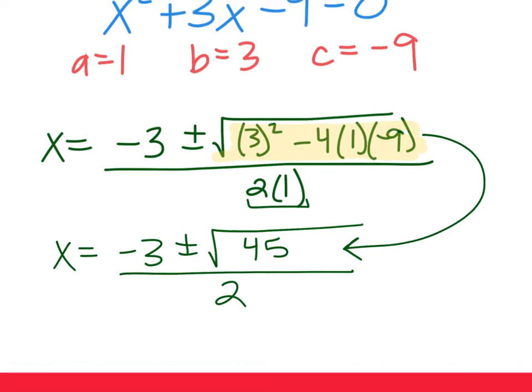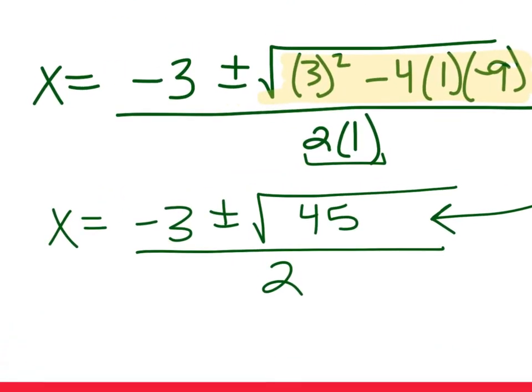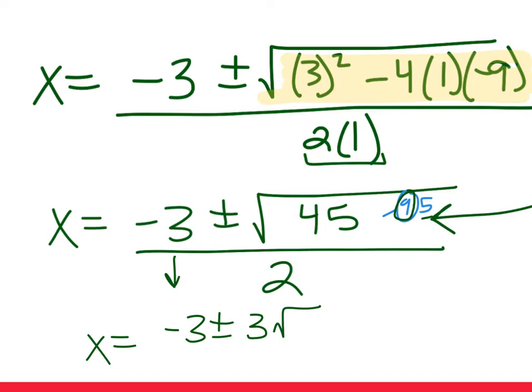Now here, we can't take negative 3 and divide it by 2. 45, let's think about, can we simplify? Is there a perfect square that divides into 45? And the answer is yes, 9, right? So 45 is 9 times 5. So 9 is a perfect square. So what that means then is we can rewrite this as negative 3 plus or minus, and then we can do 3 because the square root of 9 is 3, root 5, all over 2.